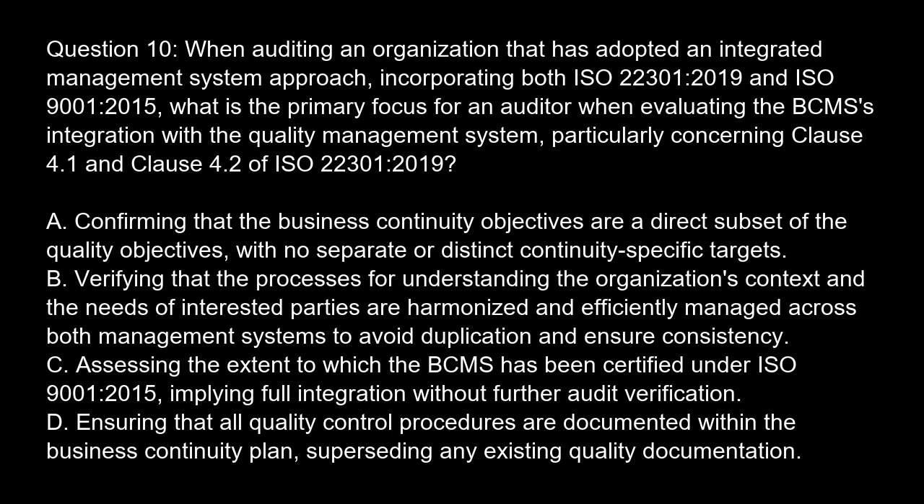or distinct continuity-specific targets. Option B. Verifying that the processes for understanding the organization's context and the needs of interested parties are harmonized and efficiently managed across both management systems to avoid duplication and ensure consistency. Option C. Assessing the extent to which the BCMS has been certified under ISO 9001-2015, implying full integration without further audit verification. Option D. Ensuring that all quality control procedures are documented within the business continuity plan, superseding any existing quality documentation.